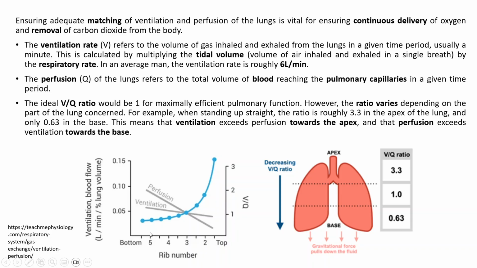Okay, and that's also demonstrated here, if you move with respect to the ribs. This is the top and this is the bottom. So this is the second rib, fifth rib, whatever. And then you see that when you move from top to bottom, your perfusion is increasing because of gravity. So your Q is increasing, whereas ventilation is not increasing as steeply. That's why your VQ ratio is different: at the top, it's closer to 3, and at the bottom, it's less than 1.